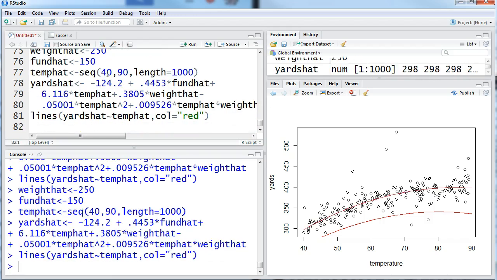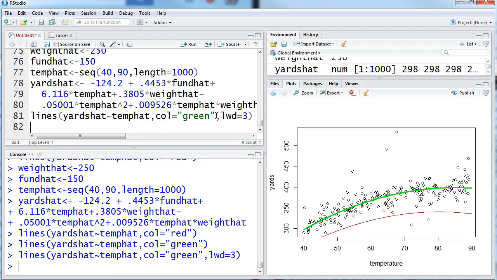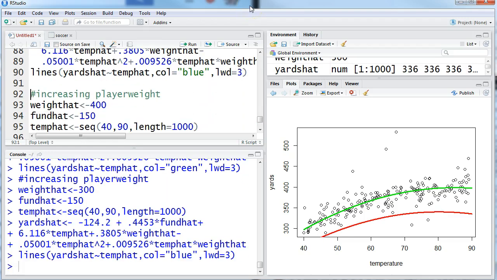There were a lot of players like that, except I made it red. How about green? Now notice it goes right through the middle of the data, because this was the weight that most of the players were. Can you see that on the video? Let's up my line width. Nice bold green. Okay, now I also want to try a 300-pound player, which looks up there.